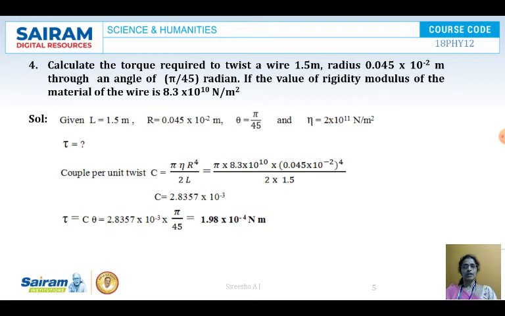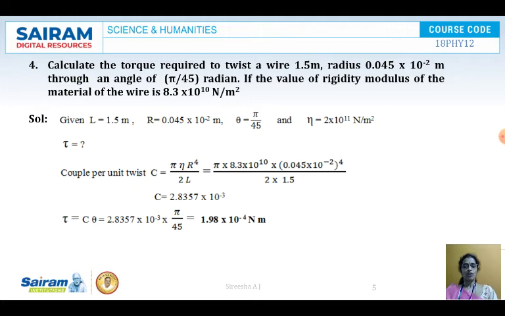So we know that using the formula, couple per unit twist of a torsion of a cylinder is given by C is equal to pi eta r power 4 by 2L. Since pi is constant, eta is given, r is given and L is given, calculate the couple per unit twist. Using the calculator, you will be getting the value as 2.8357 into 10 to the power of minus 3.